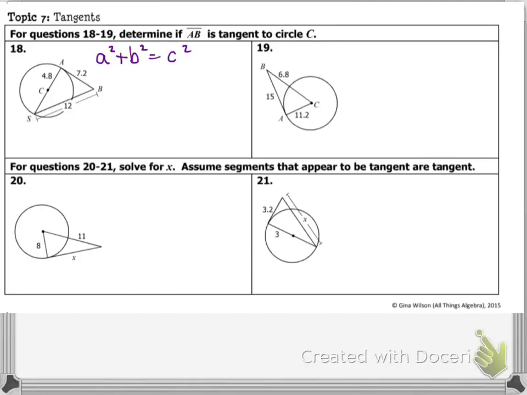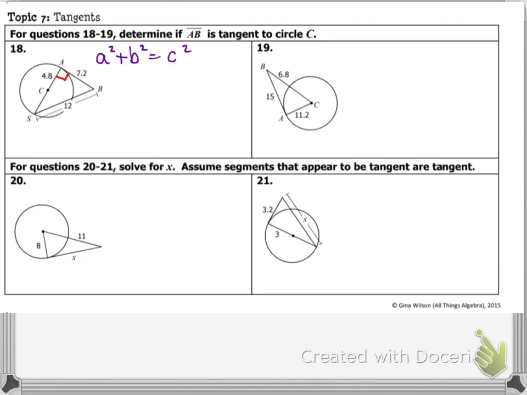On number 18, we are asked to determine if AB is tangent to circle C. A tangent line will always be perpendicular to the radius of a circle. So if this is in fact tangent, that triangle made should be a right triangle.